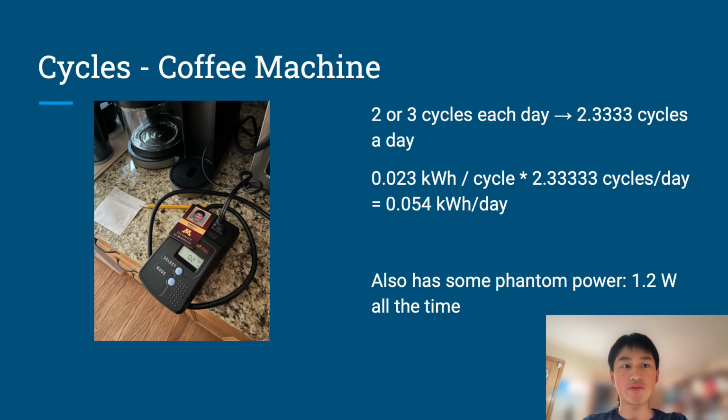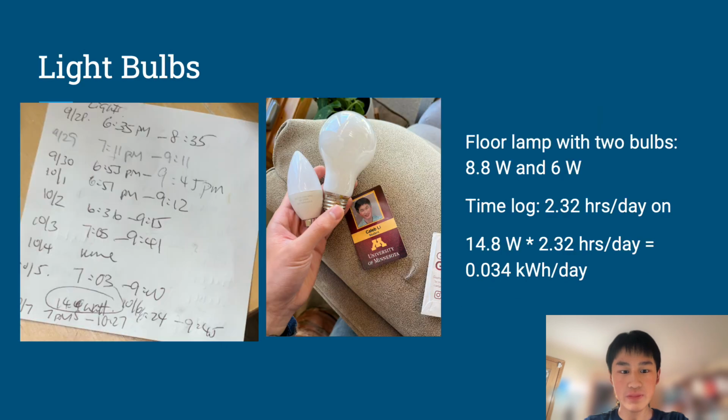I also noticed that there was some phantom power for this coffee machine. It had a little clock that was using 1.2 watts all the time. And so that technically would have gotten counted in the cycle power as well. But I think it's minuscule, so it's probably okay to double count that.